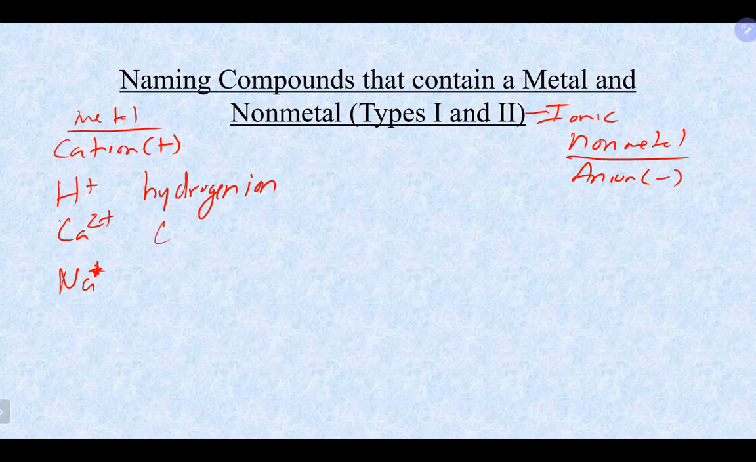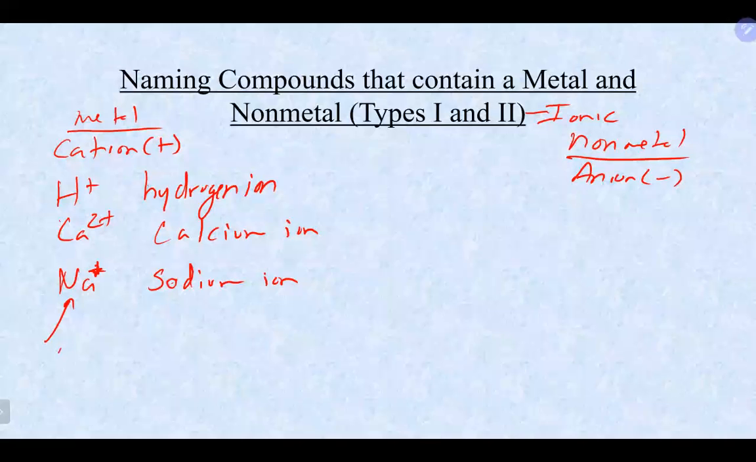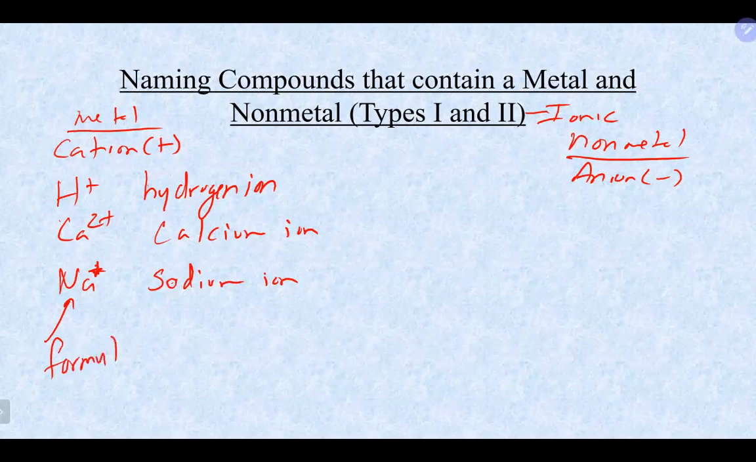This would be the calcium ion. This would be the sodium ion. These are all formulas for cations. So if you're ever asked to write the formula for the cation, it should always have the charge. Anytime you write a formula for an ion, because it's an ion, it should always have a charge. So you should always include the charges for those guys.